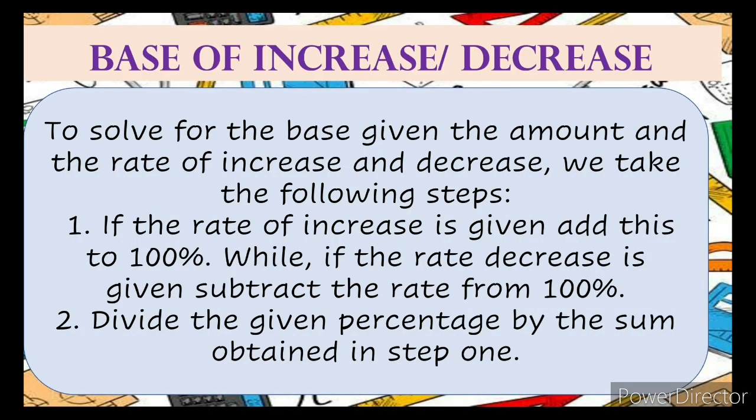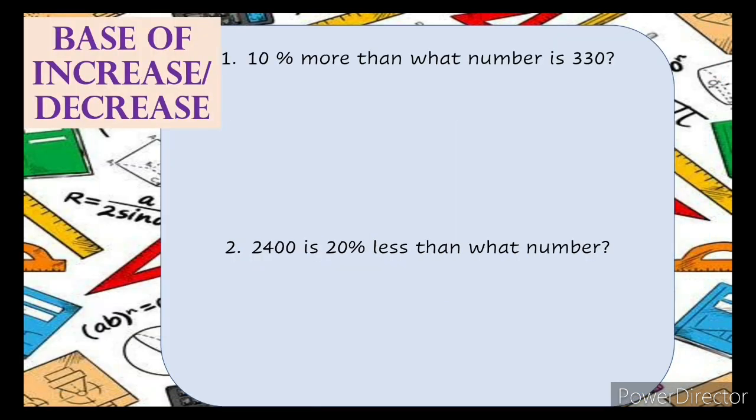Base of increase or decrease. To solve for the base, given the amount and the rate of the increase and decrease, we take the following steps. Number 1, if the rate of increase is given, add this to 100%. While, if the rate decrease is given, subtract the rate from 100%. Divide the given percentage by the sum obtained in step 1.